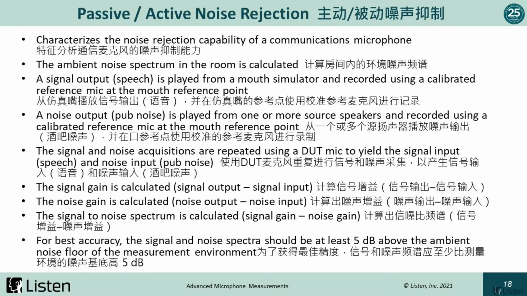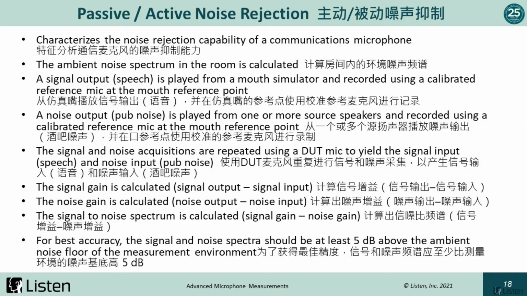And we start by measuring the ambient noise spectrum in the room using the reference microphone. Next, a signal output, the speech, is played from the mouth simulator and recorded using our calibrated reference mic at the mouth reference point. Then we use a noise output, which is the pub noise, and that's played from one or more source speakers and recorded, again, using the calibrated reference mic at the mouth reference point. Next, we do another ambient recording using the DUT microphone, and then the signal and noise acquisitions are repeated using the DUT mic to yield the signal input, which is the speech, and the noise input, which is the pub noise.